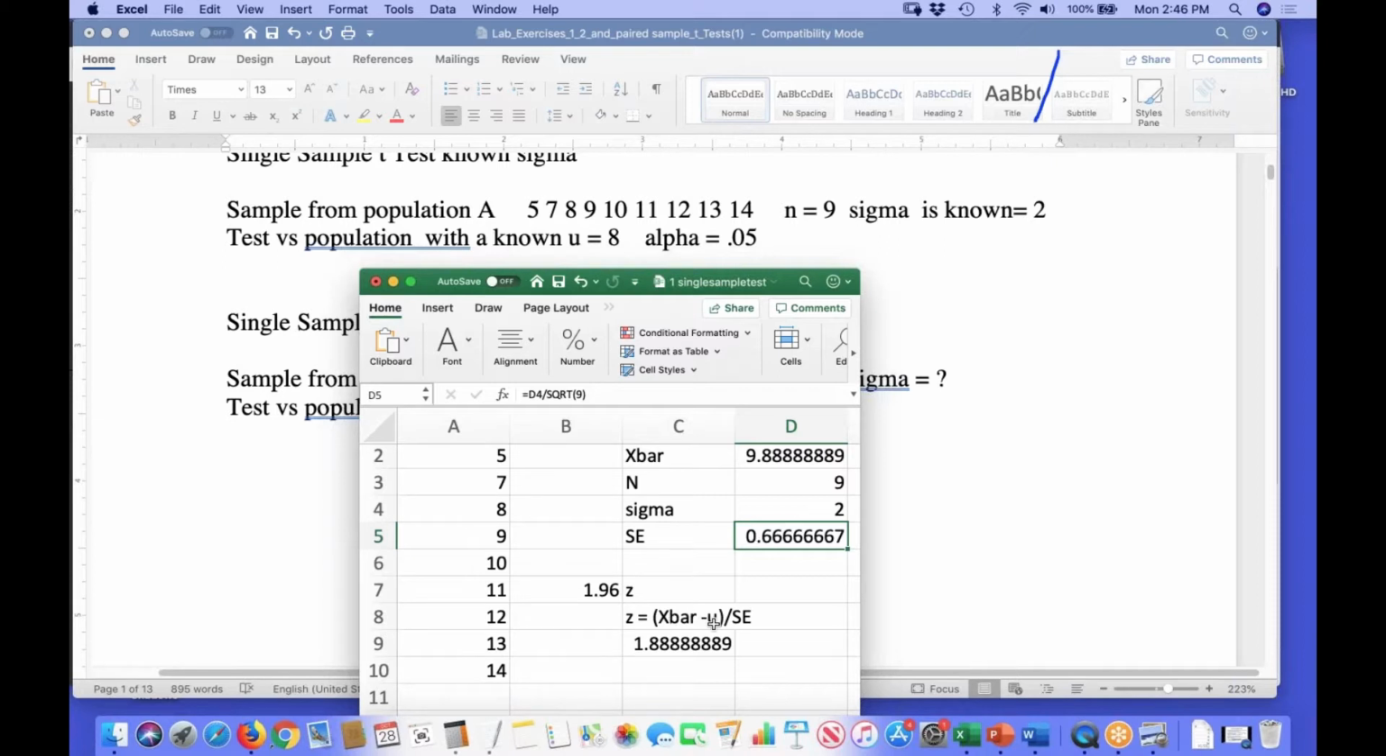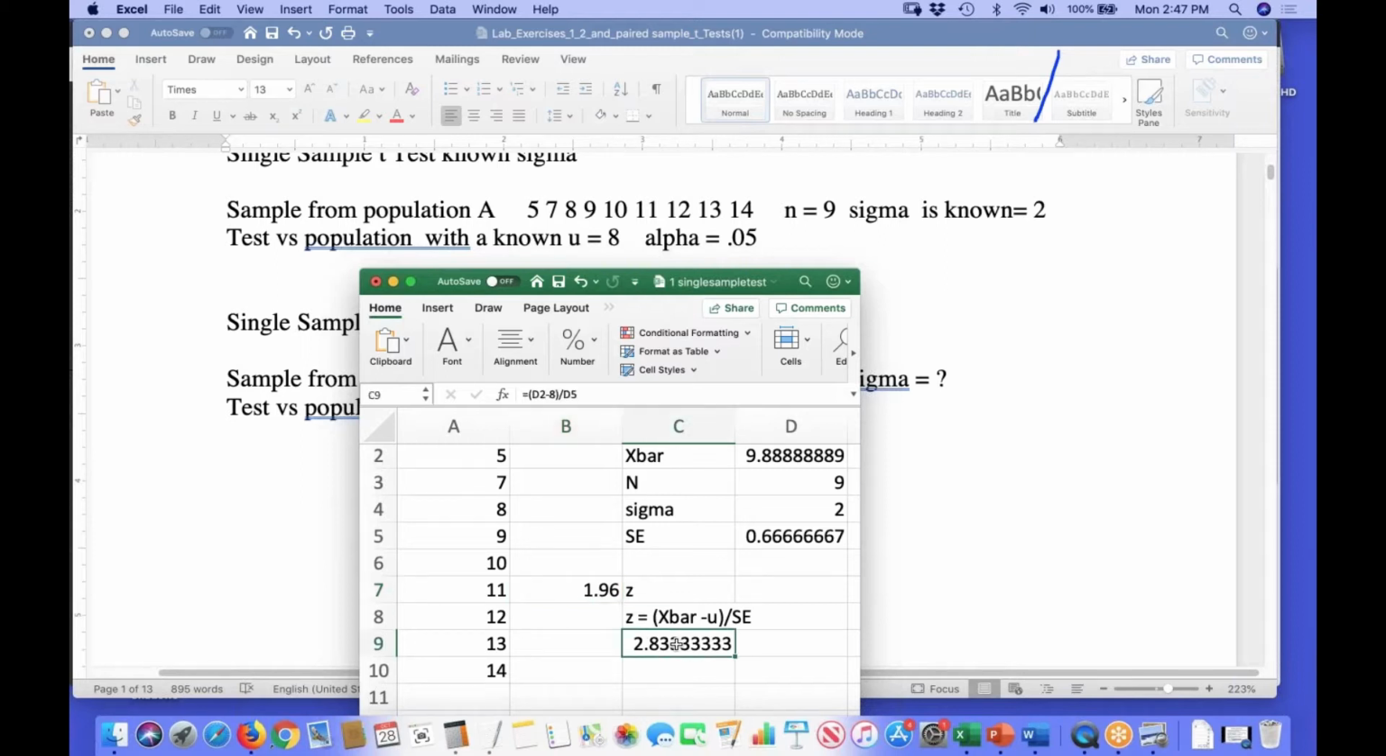Okay, x bar minus mu, 9.88 minus 8, the difference between the two, over the standard error. Well, this time the standard error is equal to 0.6667. In this case, the z-score is 2.8. These two values are 2.8 standard errors apart. So I can say with 95% certainty that the population means are different.